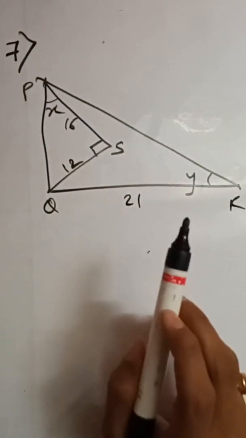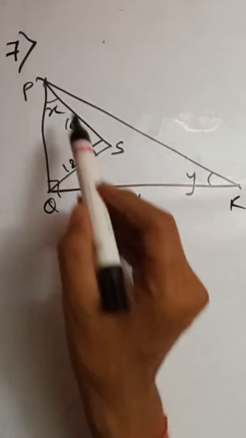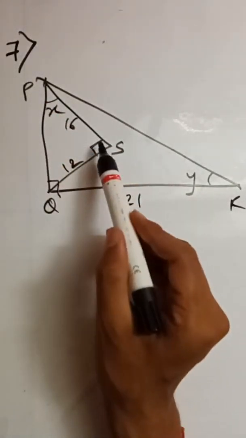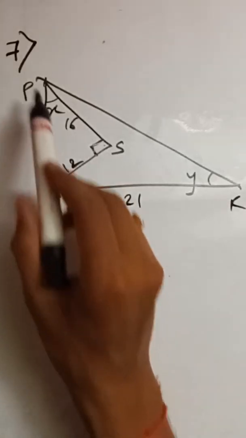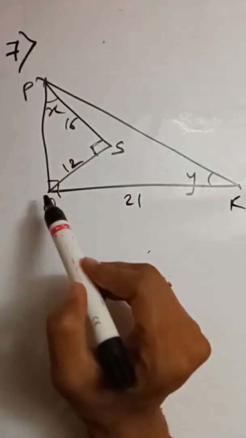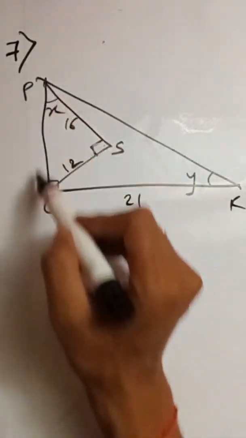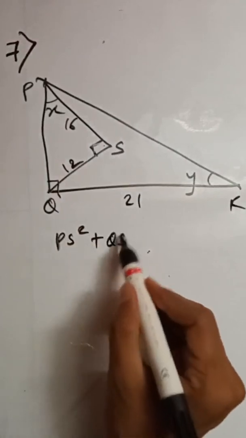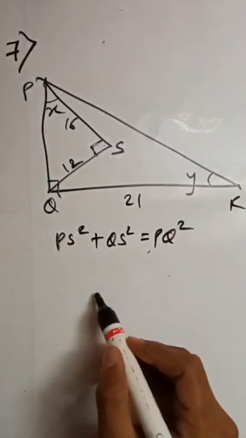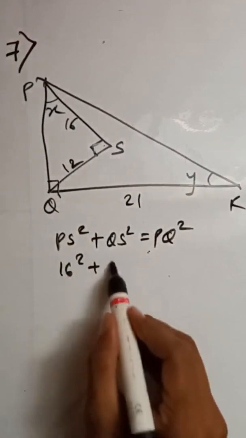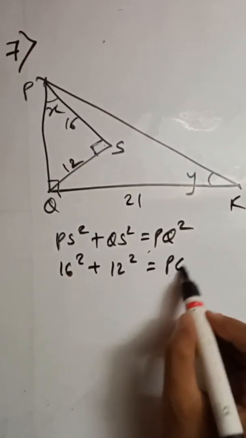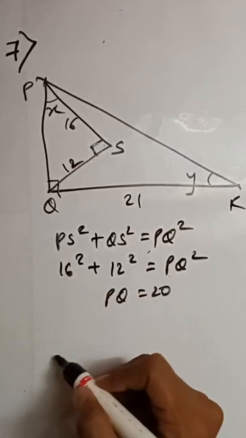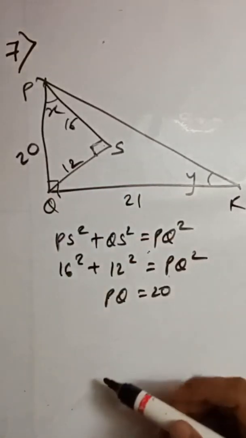Okay, so first, see, this is a right angle triangle PQS, where this is 90 degrees. So the side opposite to 90, PQ, is the hypotenuse. So using Pythagoras theorem in this triangle, I can find the hypotenuse. It will be PS square plus QS square equals PQ square. So that is 16 square plus 12 square equals PQ square. Solve this, you will get PQ as 20.